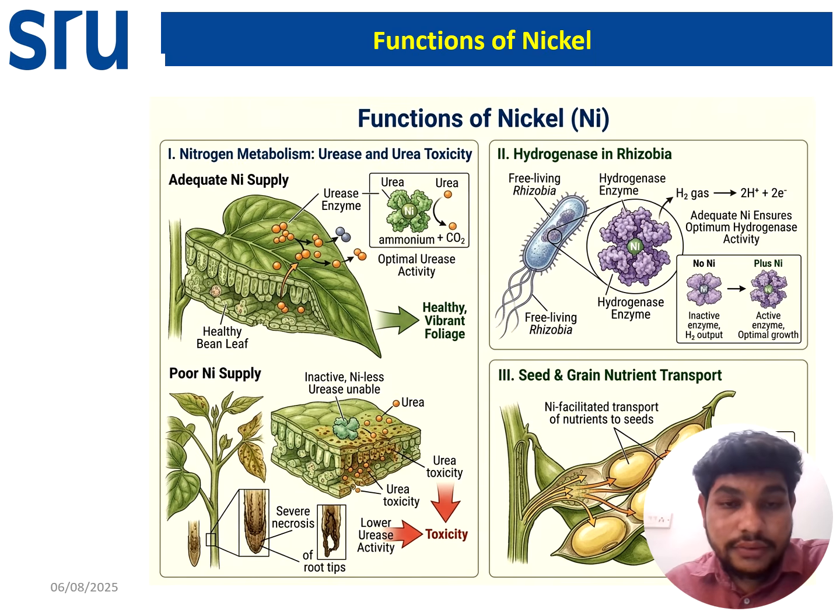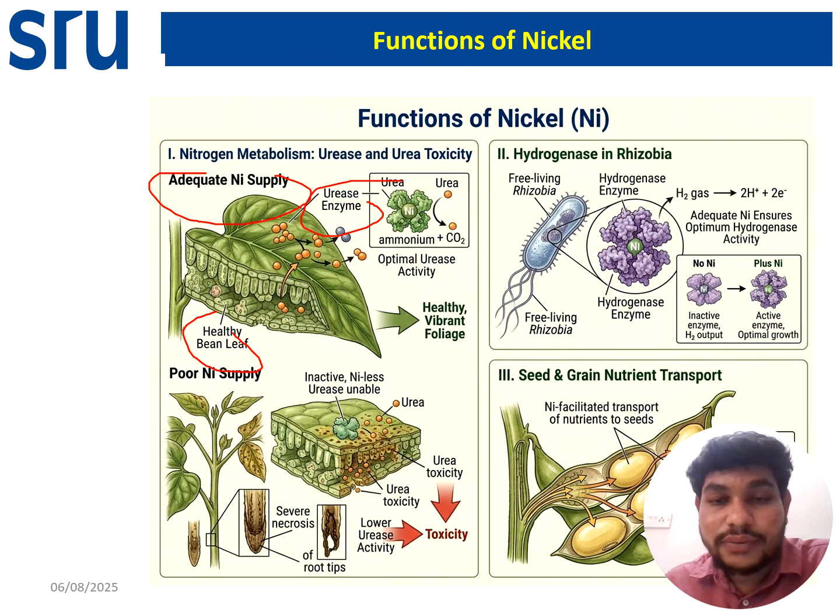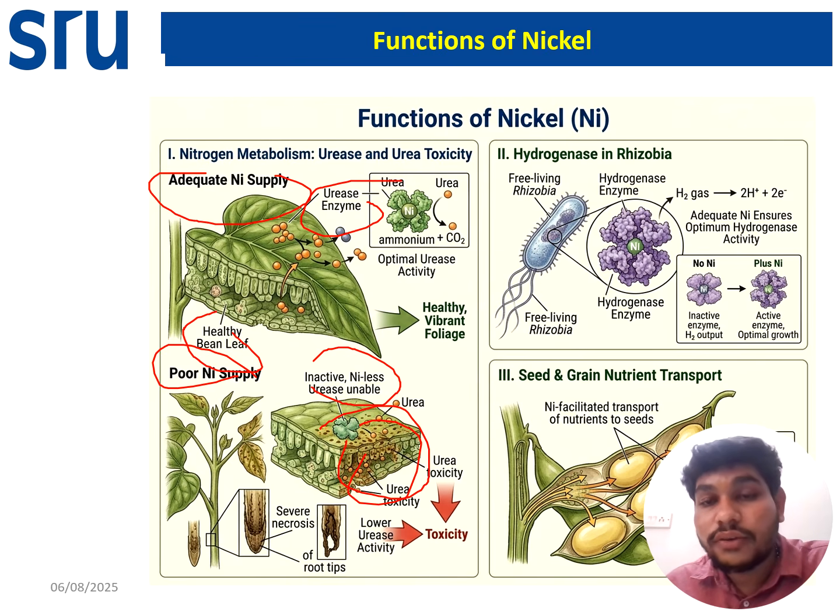You'll see here, this is the healthy plant where the nickel supply is high, urea is there, urease enzyme is there, so there is no toxicity. Here, without nickel supply, if you spray urea, urease will not form. There we will see the toxicity of urea, that is browning and necrosis will occur. Then the enzyme required for biological nitrogen fixation, we can see here in the figure. If no nickel is there, then we will not get a correct output.